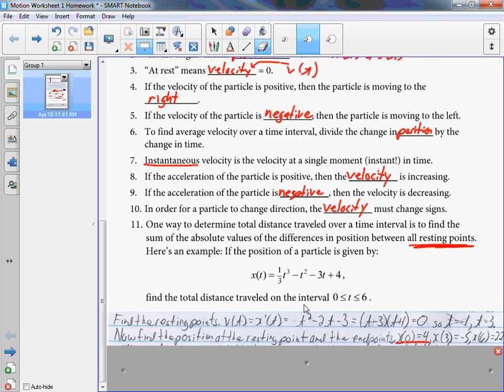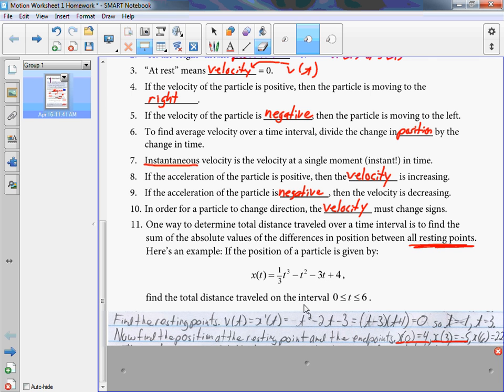So now let's find the position when the object comes to rest. So let's find x of 3. So you plug in a 3 for the t in the original x of t. I got -5. Anybody else get -5? Okay. X of 3 is negative 5. The position when t equals 3 is negative 5. How far has it moved so far? 9.